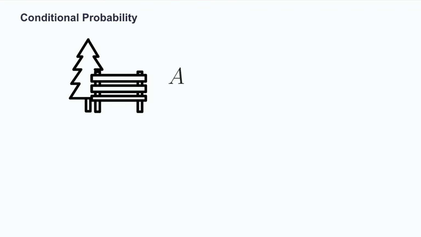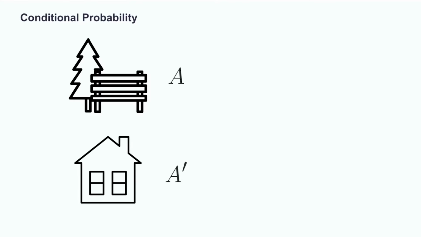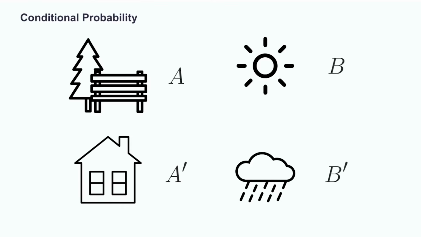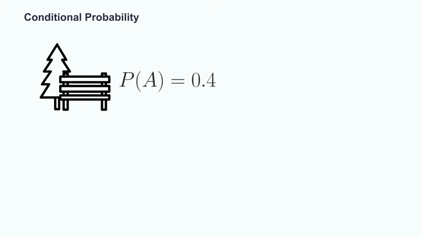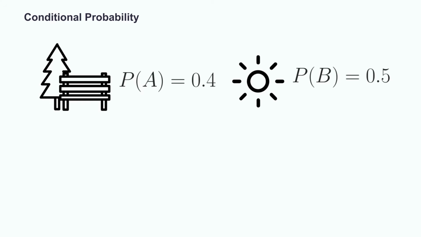Let's call going to the park event A, and staying home is the complement or opposite of going to the park, so we call it event A prime. Similarly, we say that the sunny day is event B, while a rainy day is event B prime. From here, let's say that you go to the park about 40% of the time overall. That means that the probability of event A is 0.4. Then we have that it is sunny 50% of the time, giving us that the probability of B is 0.5. Finally, let's say that it is a sunny day and you are at the park 35% of the time. This means that the probability of A and B occurring is 0.35.